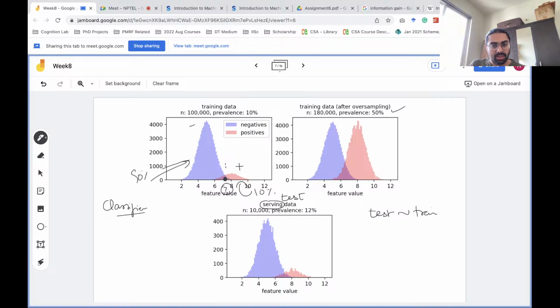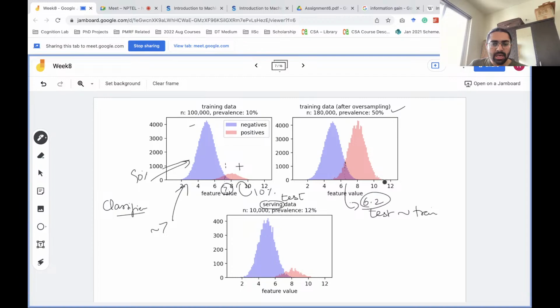So the threshold that you would get by using the right approach to train an ML model might be around 7, as a feature threshold. Now what's happening here is that the classifier sees that the crossover is happening around this 6.2, so I will use my threshold as 6.2.